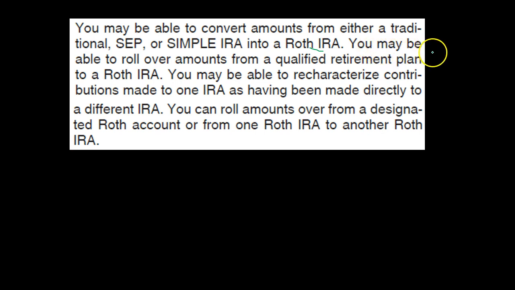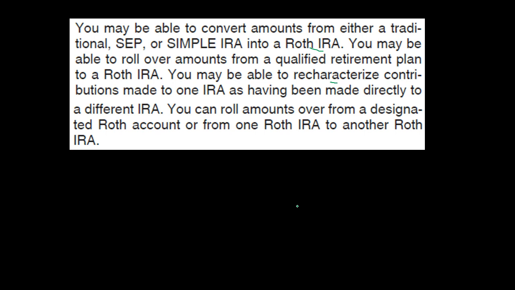Back to the text. You may be able to roll over amounts from a qualified retirement plan to a Roth IRA. You may be able to recharacterize, and that's basically what we're doing here, because we're saying, hey, it was in this type of retirement account, like more of a traditional type of retirement account, and now we're recharacterizing it. We're changing the character, its nature, now to a Roth type of IRA, which is a different animal. So now we're recharacterizing contributions made to one IRA as having been made directly to a different IRA.